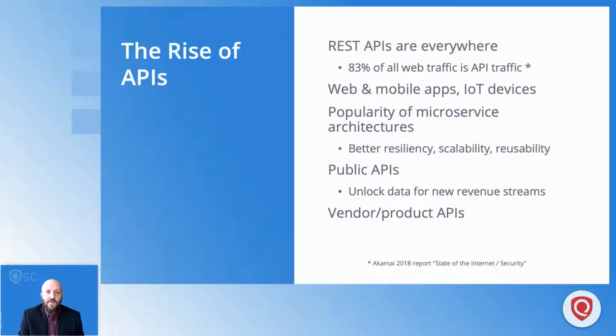Microservice architectures are more resilient and reusable, and use APIs for their communication. Also, there are vendor APIs and public APIs. You may use some of these APIs with the Qualys products today to integrate with other systems.